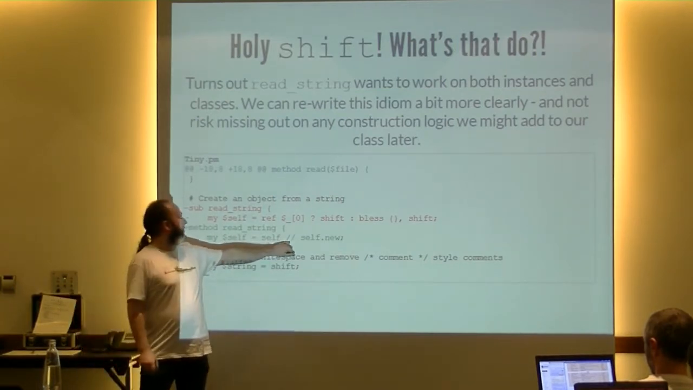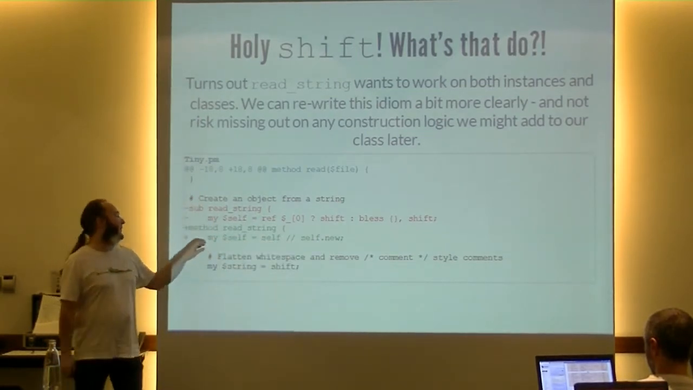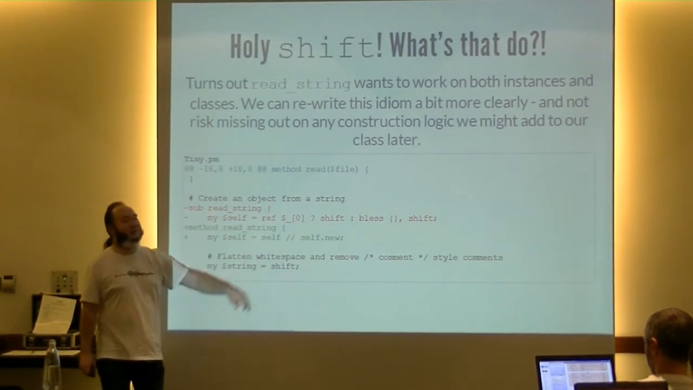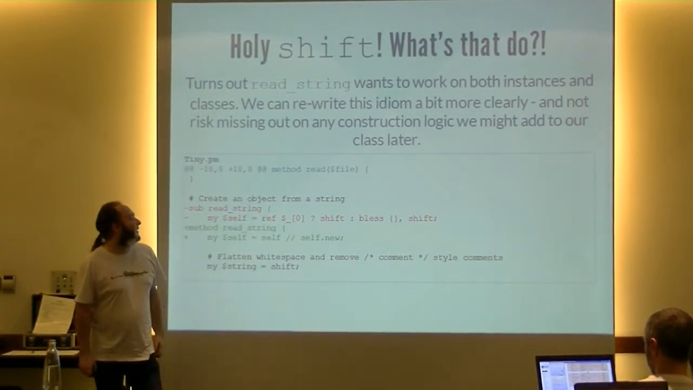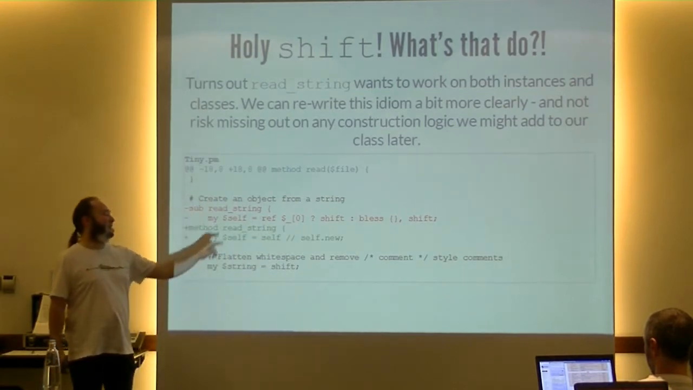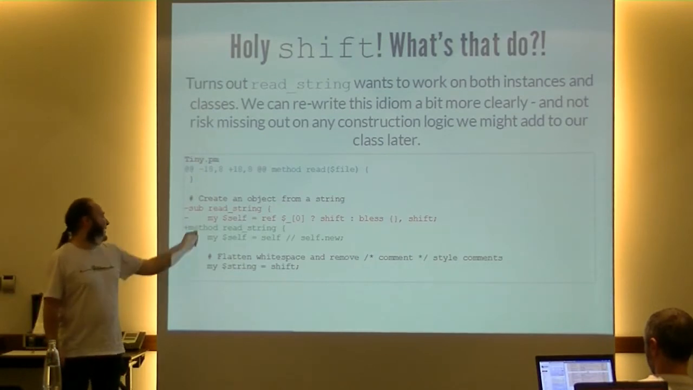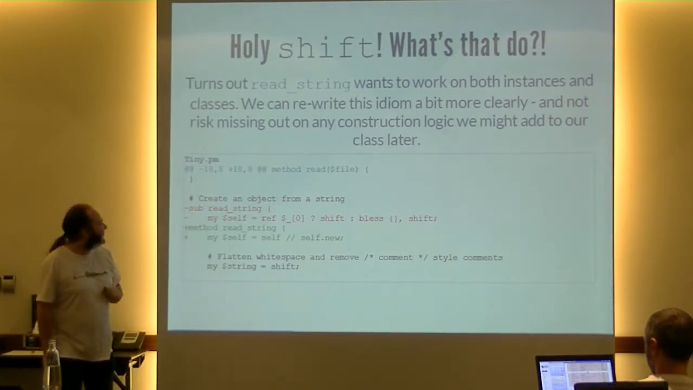But what we can do is just say // self.new. I think that's decently clearer than the idiom there. So either this is an object or we make a new one. And we're actually using the real constructor there. So to me that's a little improvement. Again, of course, sub to method.